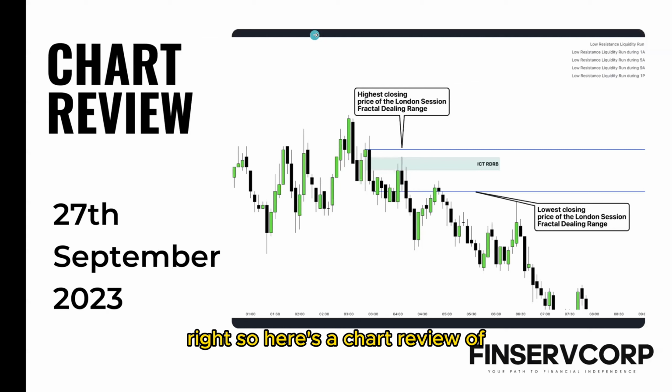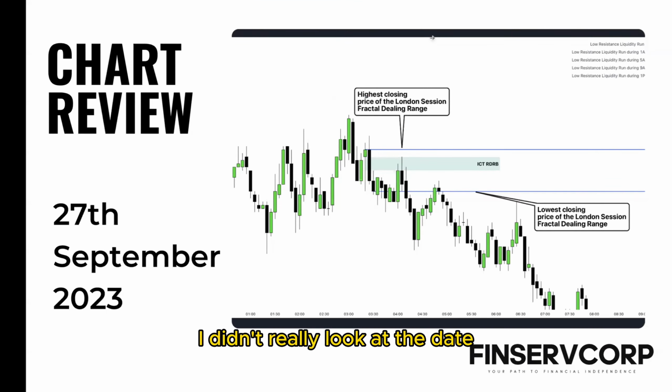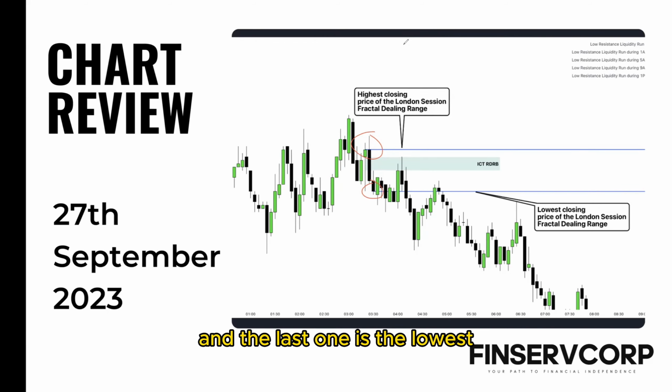Right, so here's a chart review of the 27th of September 2023. It was a Wednesday. I didn't really look at the date, but I just caught a glimpse of it while I was making this. This is a trade that I took as well, so I remember it really well. As you can see, the top blue line and the bottom one represent the highest high, or the highest closing price, inside of the London fractal dealing range, and the lowest closing price of the London fractal dealing range.